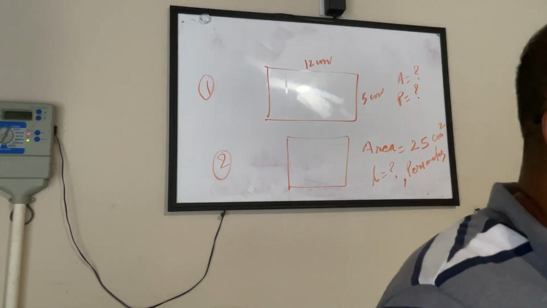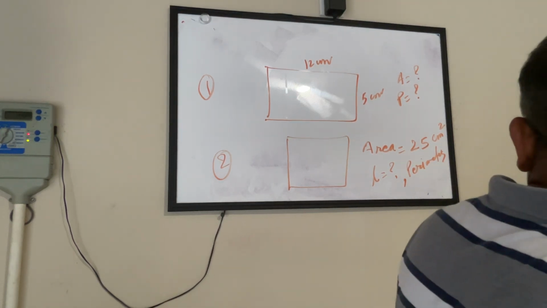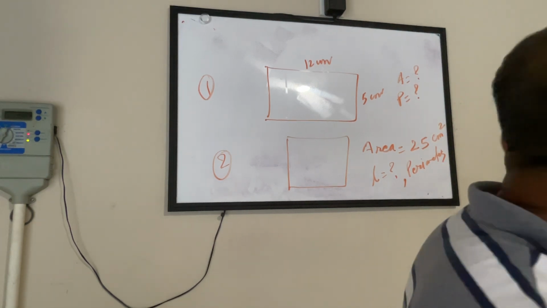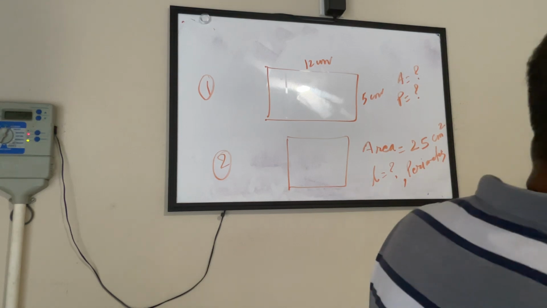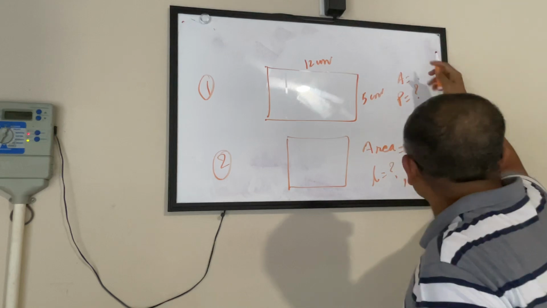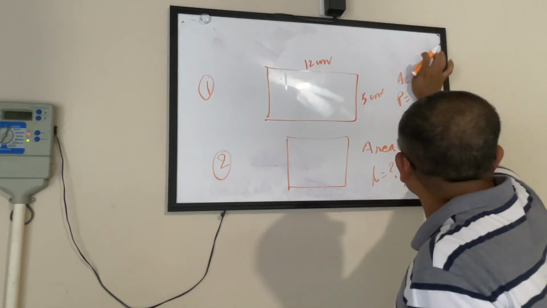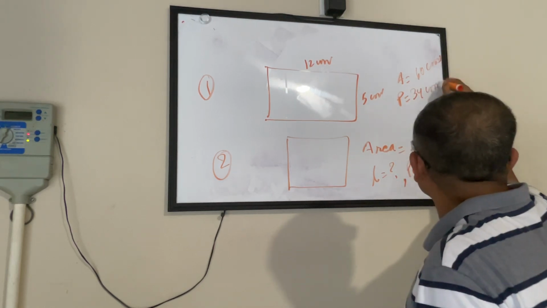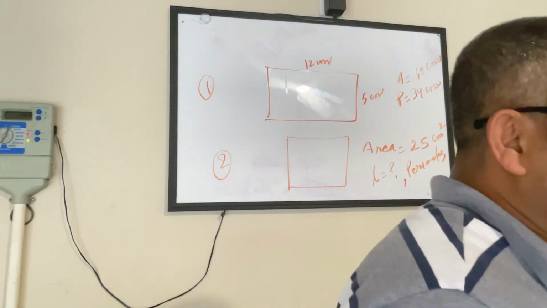Yeah, go ahead. I'll answer the first question. The area for the first question is 60 centimeters. Okay. And the perimeter is 34 centimeters. Anybody has a different answer? Yes, Sherry.